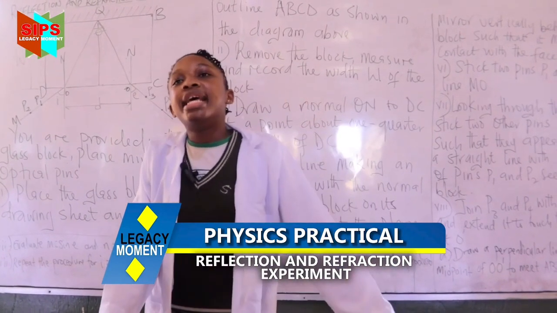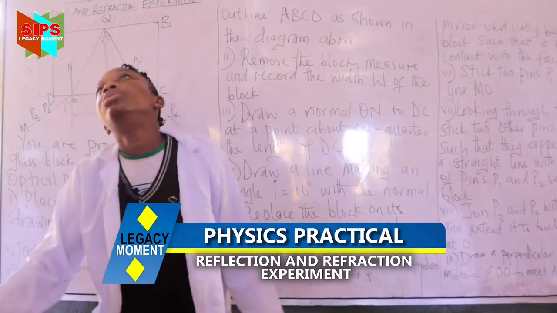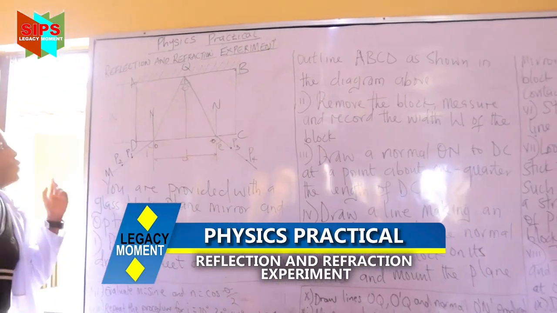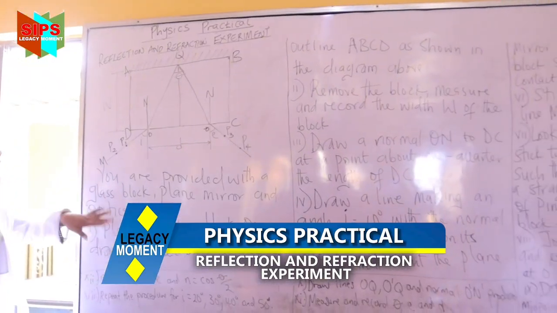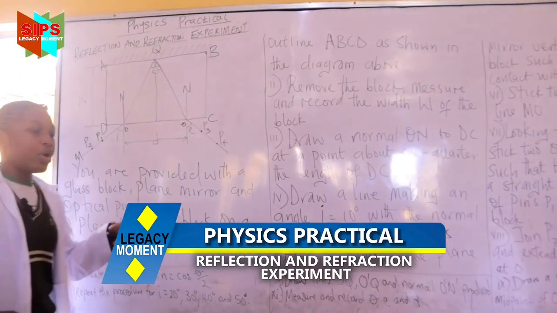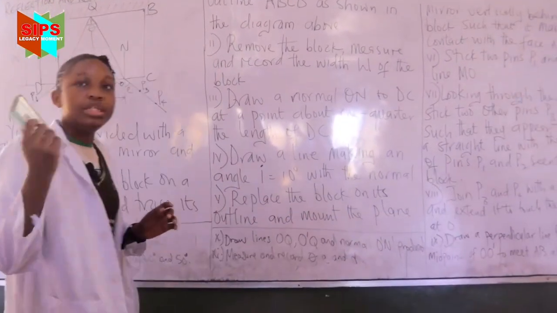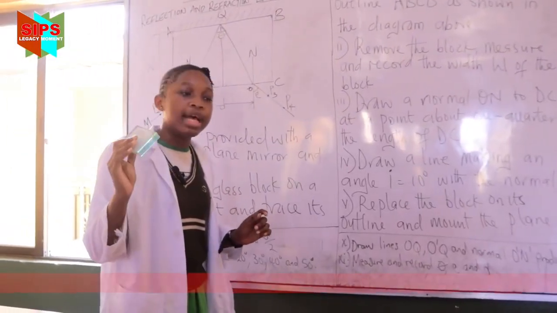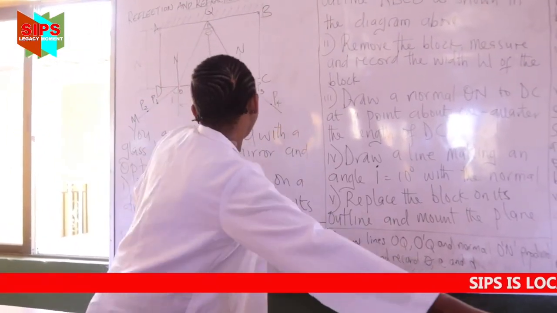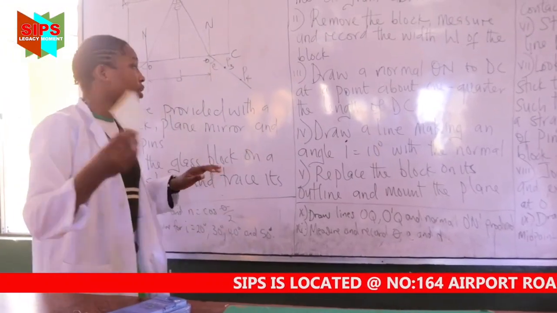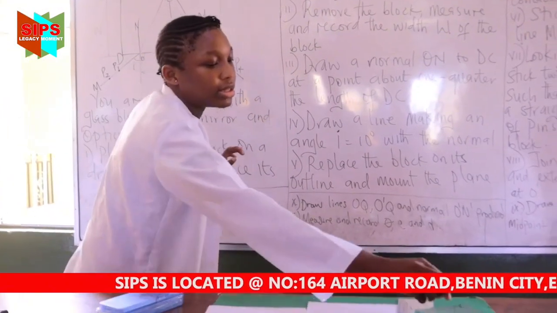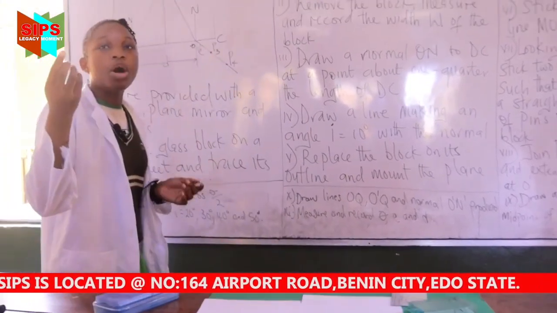Today is SS3 day, and I'll be taking you on physics practical topic reflection and refraction experiments. Instructions: you are provided with a glass block or rectangular prism, which is this. This is our glass block, and our plane mirror and optical pins. These are optical pins.